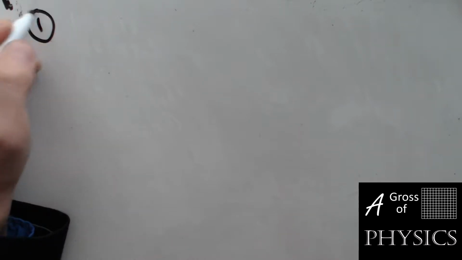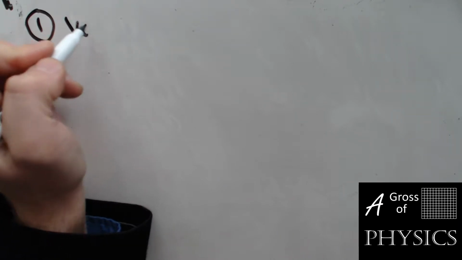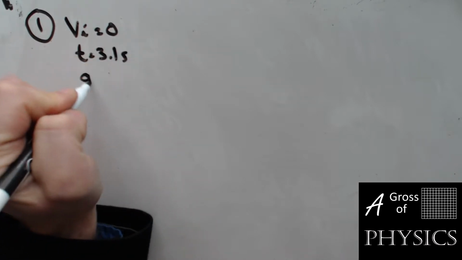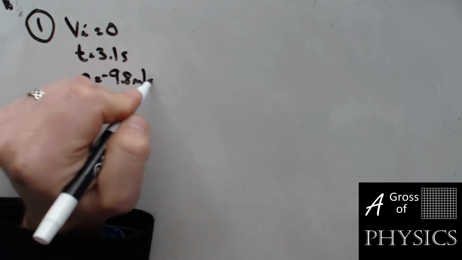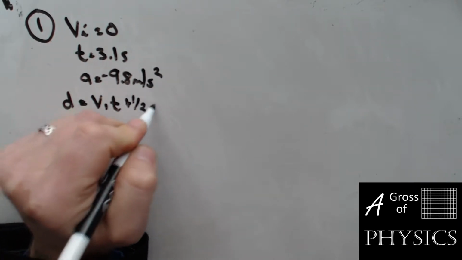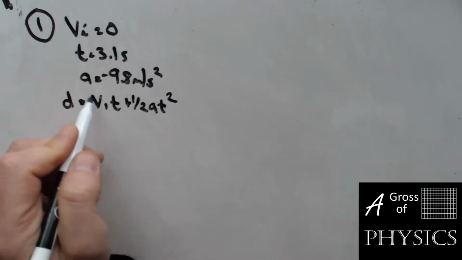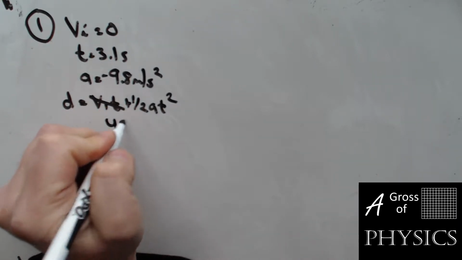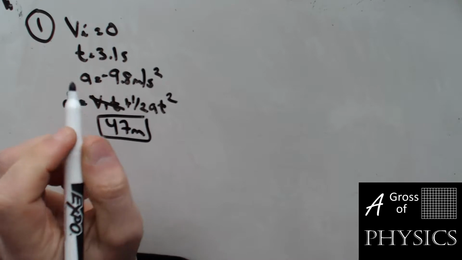All right, on to review assignment number 2. Question 1. A baseball is dropped from the roof of a tall building. It takes 3.1 seconds to hit the ground. So Vi is 0 because it's dropped, t is 3.1 seconds, and a is negative 9.8 meters per second squared. How high is it? d equals vi t plus 1/2 a t squared. This term cancels. We have 1/2 times 9.8 times 3.1 squared, and we end up getting 47 meters, which is choice 3.